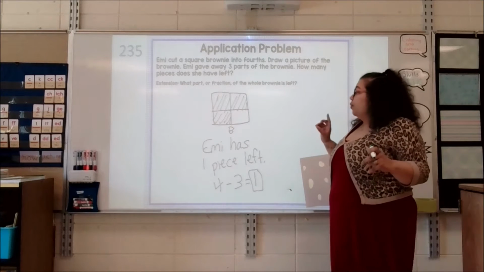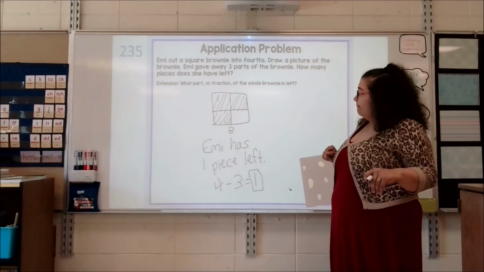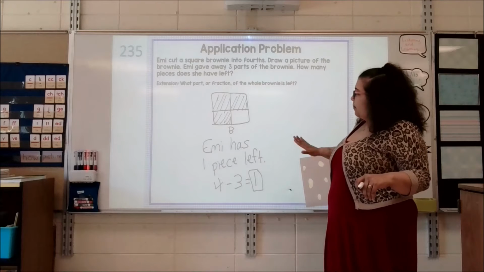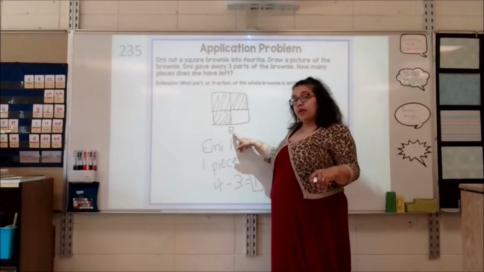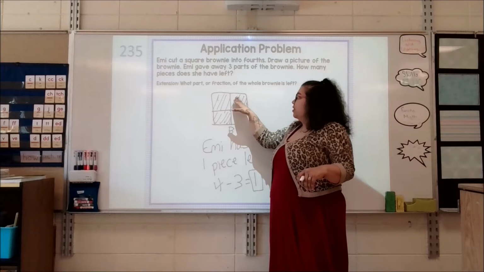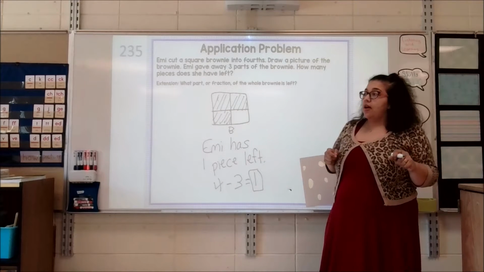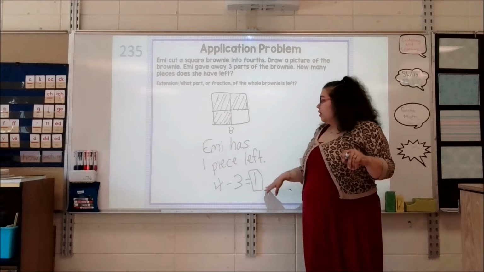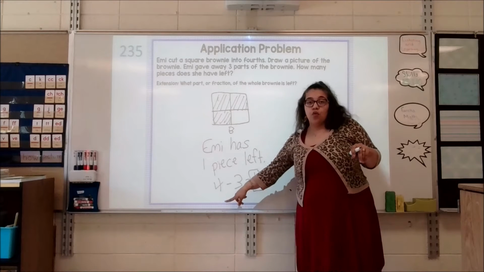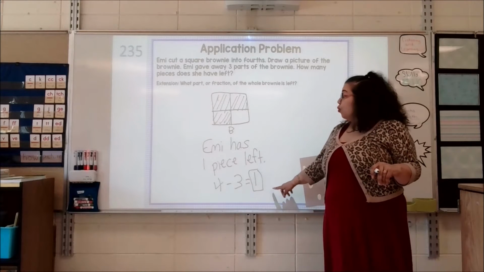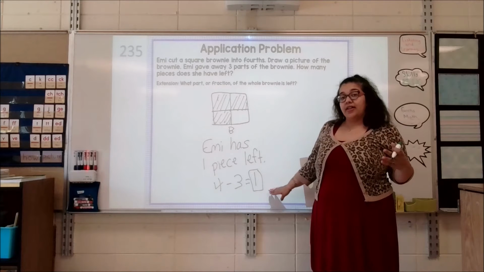So yes, we see the picture to represent her brownie that has been cut into fourths, showing 3 of the quarters, 3 of the fourths scribbled out, meaning they're gone. And our number sentence to match that is 4 minus 3 is equal to 1. Is that my final answer?